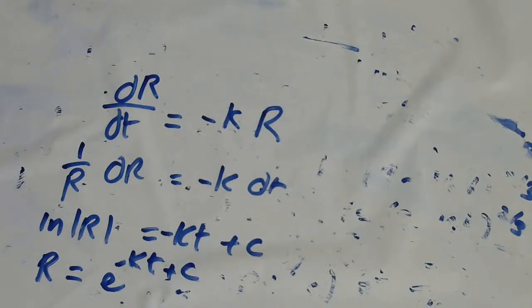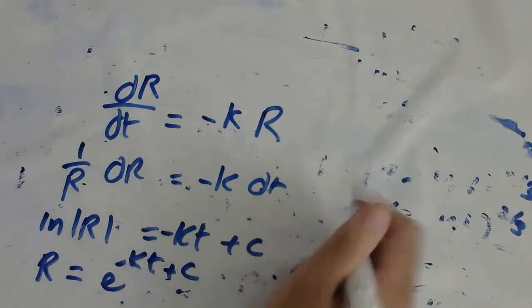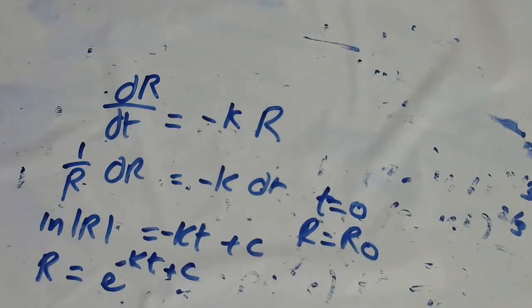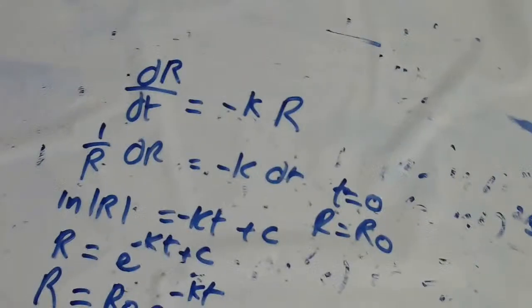We're told that when time equals 0, R equals R0. So that's handy. That means e to the C is just R0. Do I need to explain how that works? I'm going to shut up for a bit and have a look at the live stream and see what you're saying. Do you understand part A? What's R0? R0 is literally the amount of carbon you have.